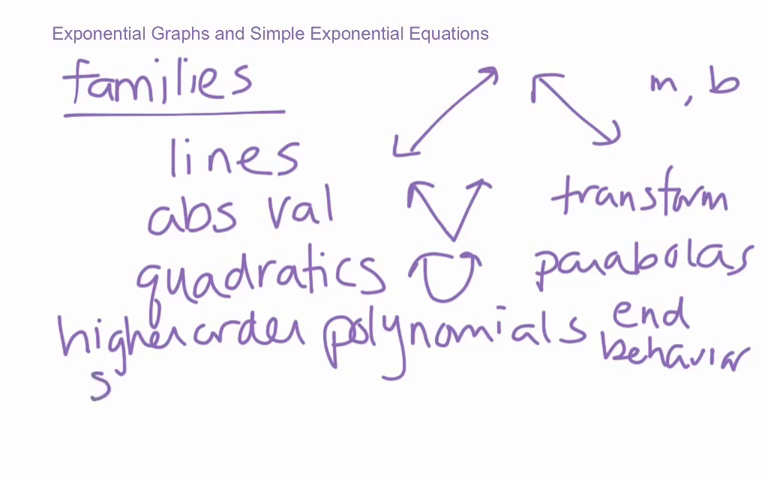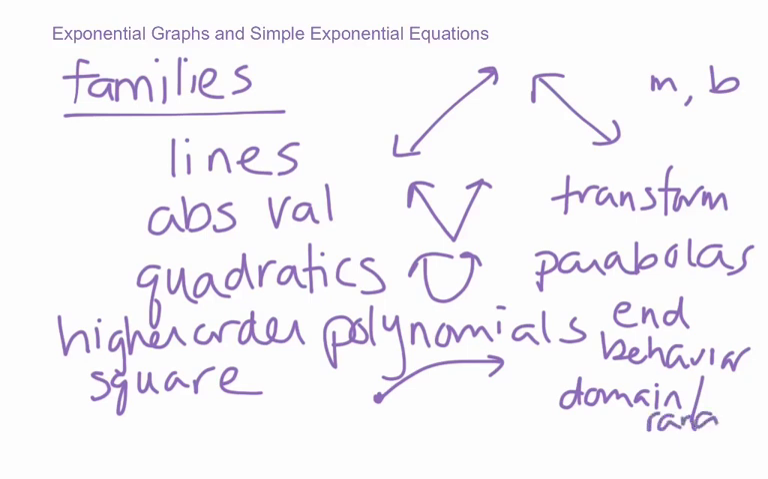Then we did the square root family, and those look like this. They are the top half of a sideways parabola. In that unit, we really layered in the concept of domain and range. Then we took a break from families of functions for a little bit, and we did operations on functions. So adding, subtracting, multiplying, dividing functions, finding inverse functions, and the relationship between the domain and range. That pretty much summarizes all of Algebra 2 thus far.